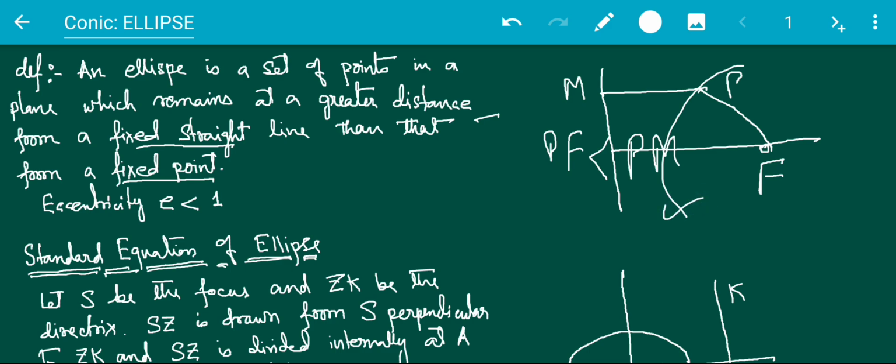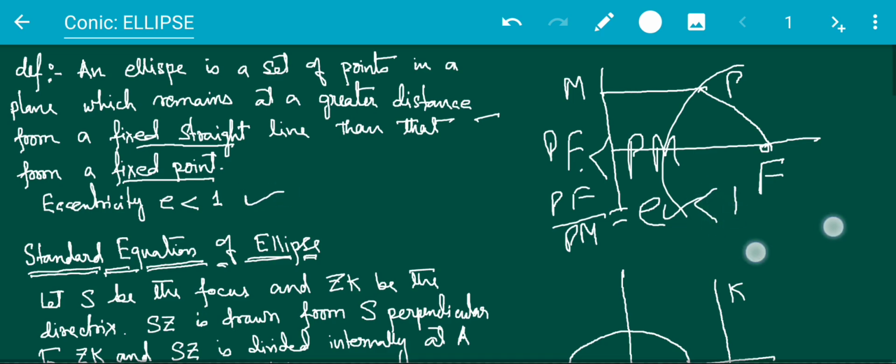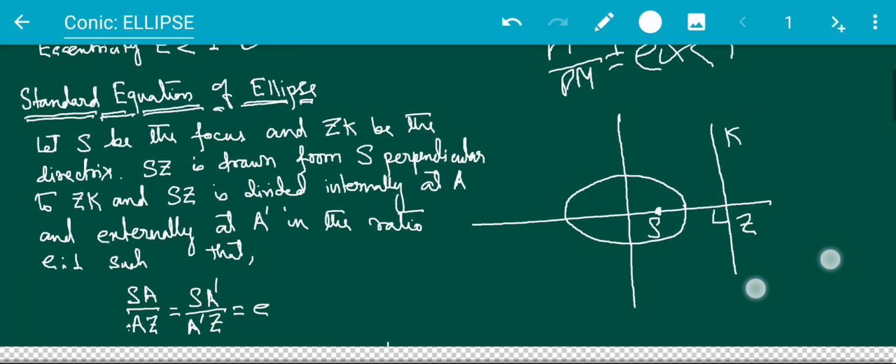In the case of an ellipse, as you know, PF by PM is equal to e, and PF is less than PM, therefore e is less than 1. Let us find the standard equation of the ellipse.